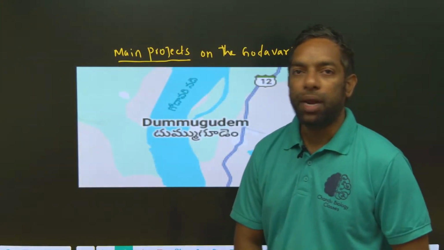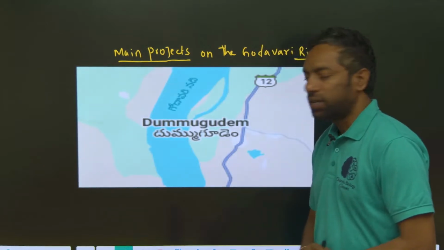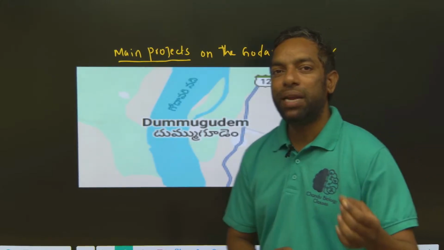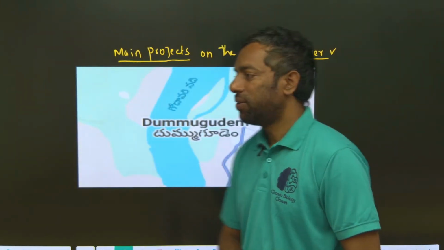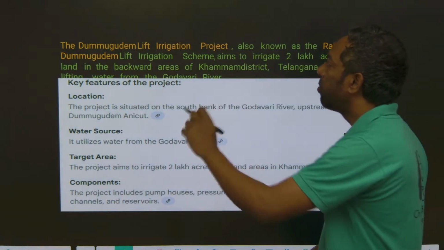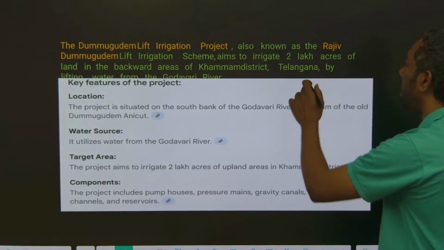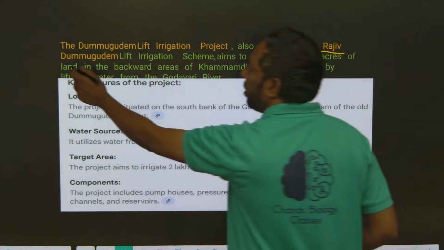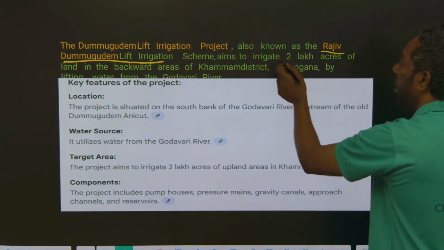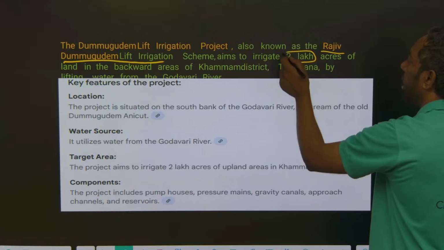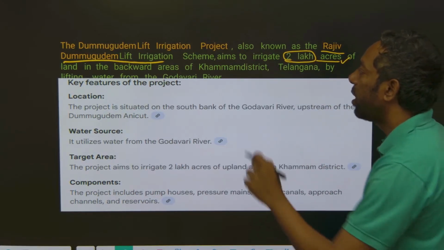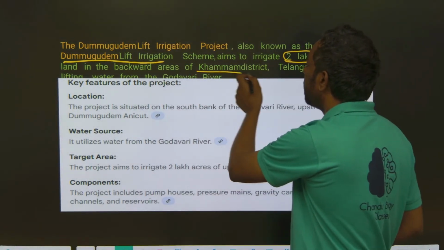The main project is the Dummugudem project, one of the main projects on the river Godavari. What is this project? We are going to discuss. The Dummugudem lift irrigation project, also called the Rajiv Dummugudem lift irrigation project, is a scheme that aims to irrigate 2 lakh acres. This is an important keyword for TSPSC. The district is Khammam.